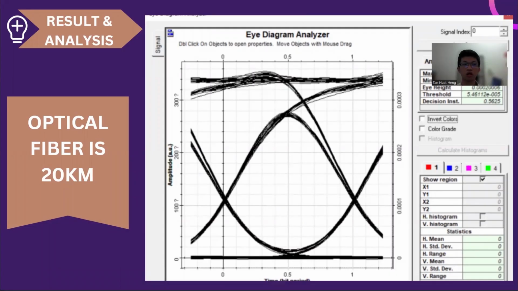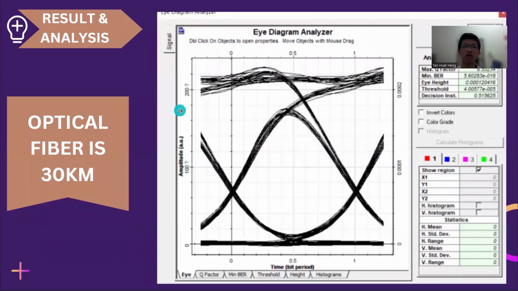So this is the result and analysis. For the optical fiber of 20 kilometers, the eye diagram analyzer obtains the waveform like this. For the optical fiber of 30 kilometers, the eye diagram analyzer obtains the result.